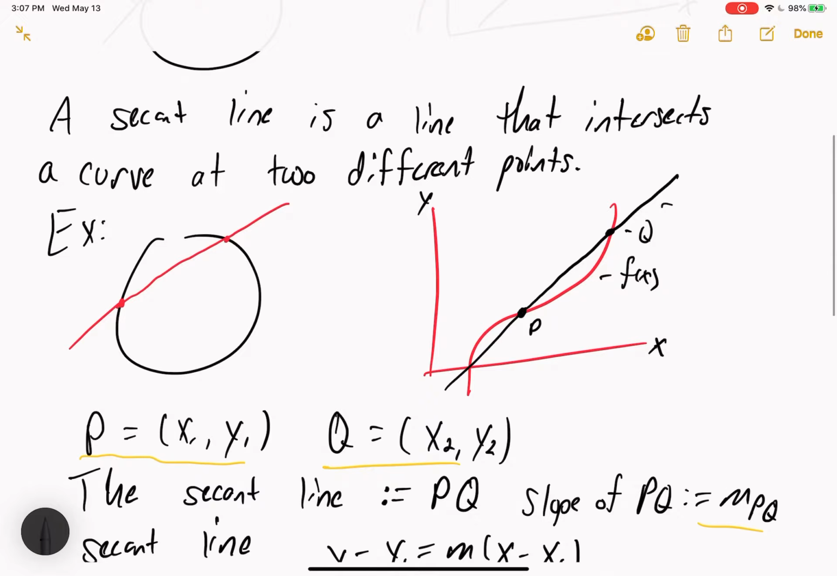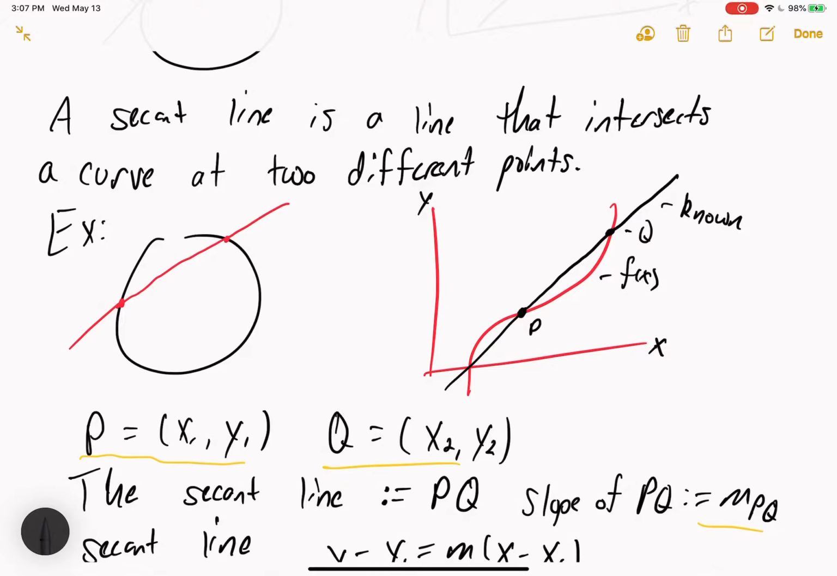This line, we can call it known. Pretend I'm writing the word known. All right, so we can actually know what that is.